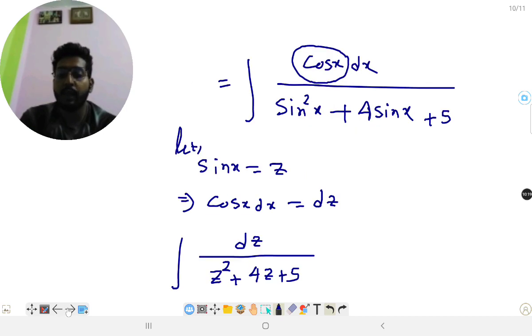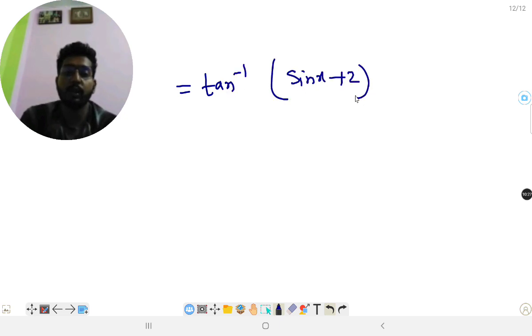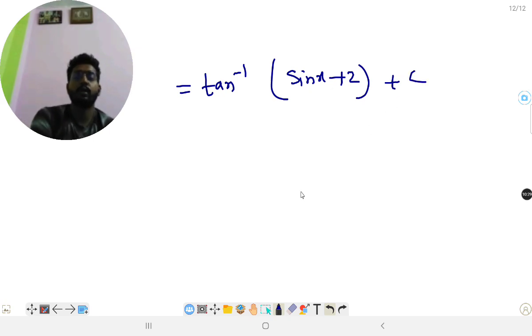And we know the value of z. We have taken sin x equals z. That means that will be tan inverse of (sin x plus 2) plus c. That will be the answer. Okay, so this is the way to solve this type of problem.